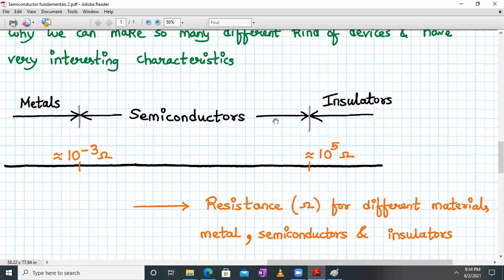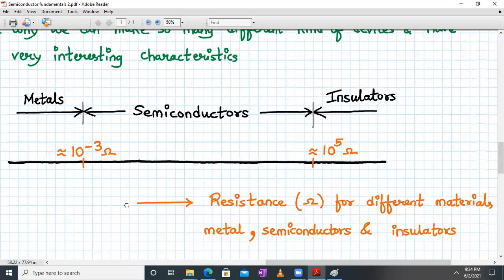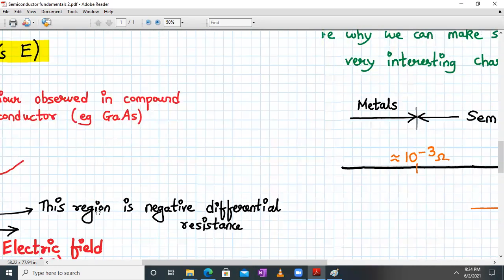And semiconductors will have a very wide range of resistance values. Its resistivity can change, its resistance can change from 10^5, it can go as low as 10^-3 ohms. So this is just for information I have given you all.